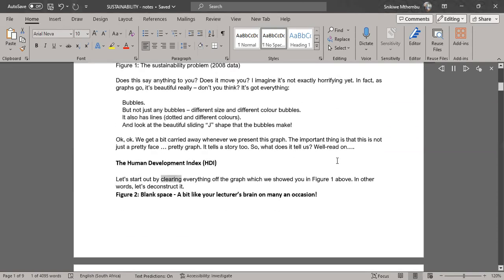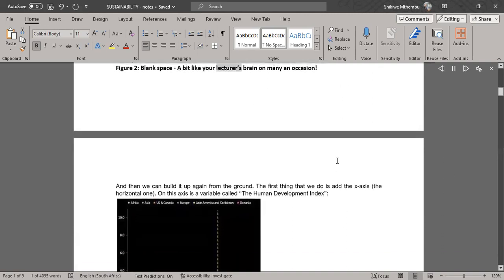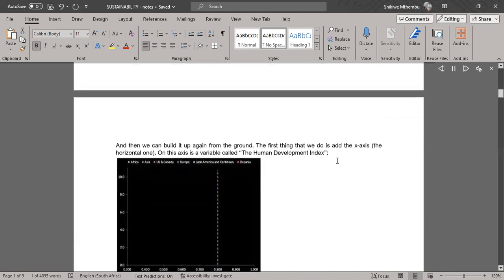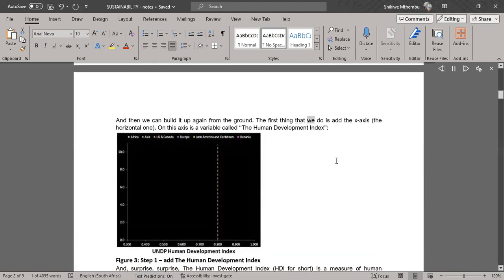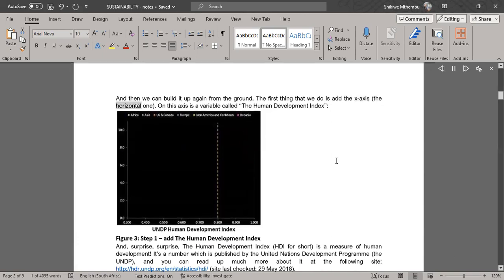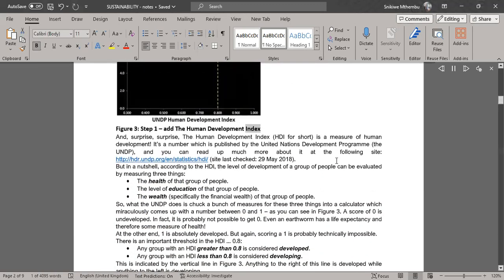Let's start out by clearing everything off the graph which we showed you in Figure 1 above. In other words, let's deconstruct it. Figure 2, blank space, a bit like your lecturer's brain on many an occasion. And then we can build it up again from the ground. The first thing that we do is add the x-axis, the horizontal one. On this axis is a variable called the Human Development Index. Figure 3, Step 1, add the Human Development Index.